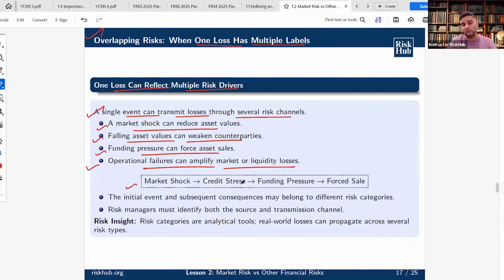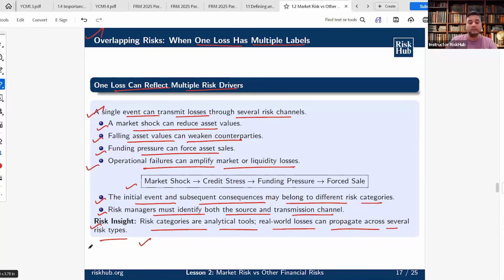Market shock leads to credit stress, leads to funding pressure, leads to forced sales. The initial event and subsequent consequence may belong to different risk categories. A risk manager must identify both the source and the transmission channel. Risk categories are analytical tools. Real world loss can propagate across several risk types. So basically the slide describes one event traveling through several risk channels.